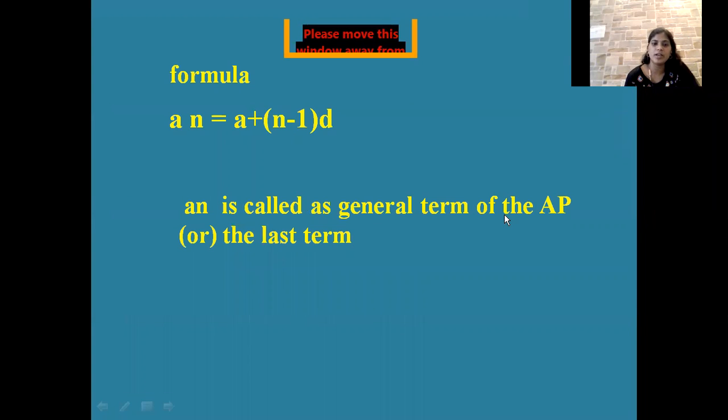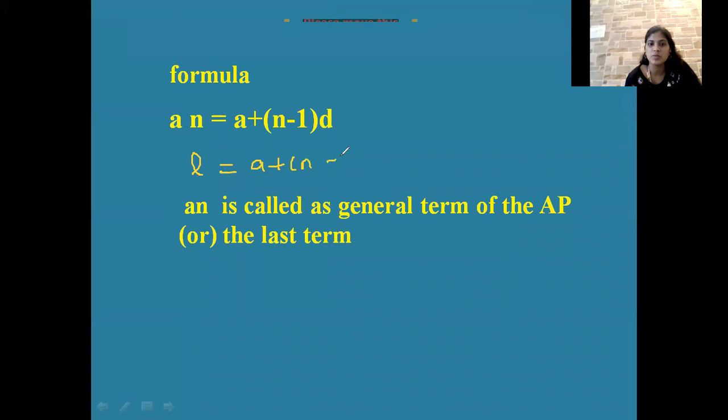Very important formula. an is called the general term of the arithmetic progression, which is otherwise known as the last term. So l is equal to a plus (n minus 1) times d. You can write the formula like this also. Here d is the common difference. n is the number of terms present in the arithmetic progression series. And this 1 is constant. l is the last term, otherwise known as the general term of the AP. Now we're going to solve a few problems based on this formula.